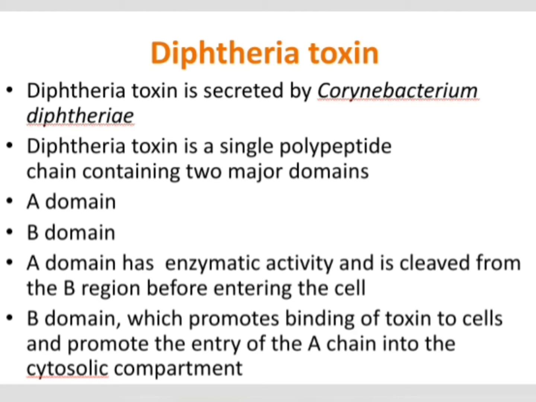So B domain helps in binding of the toxin to the cell. Once the B domain or the toxin gets bound to the plasma membrane of the host cell, the A domain gets cleaved from the B domain and it enters into the cytosolic compartment.